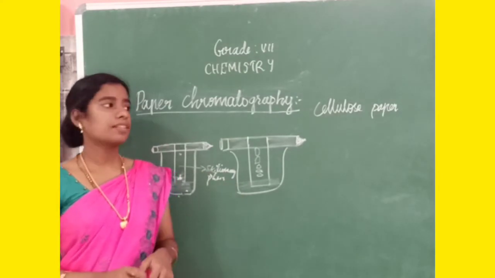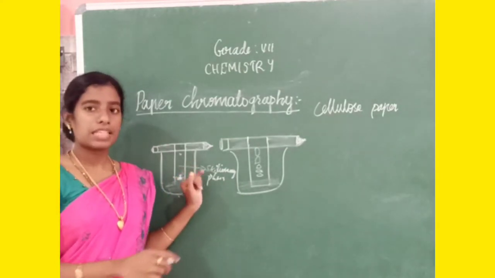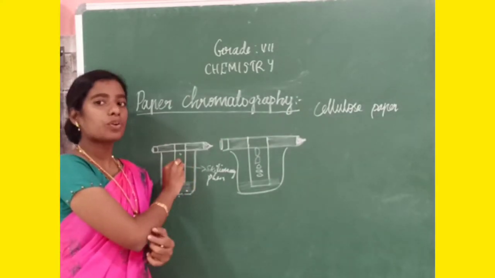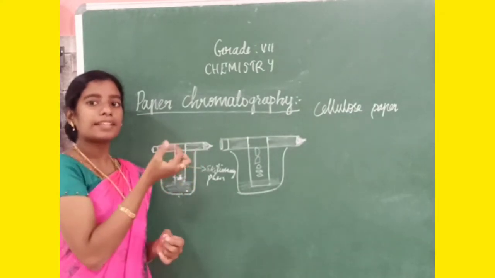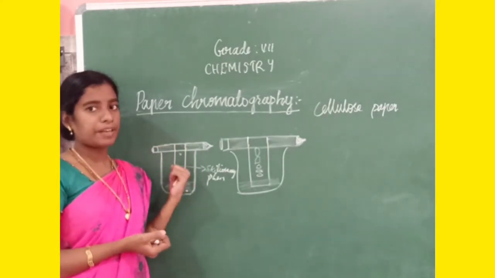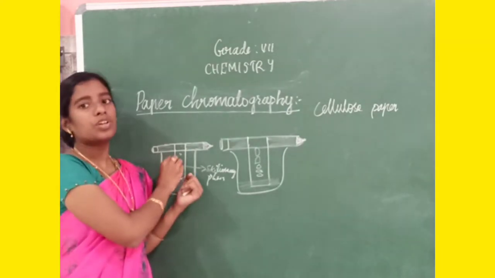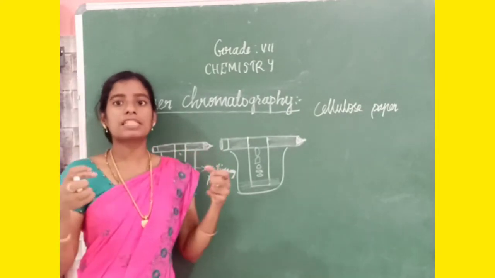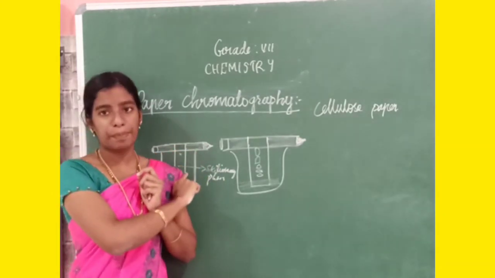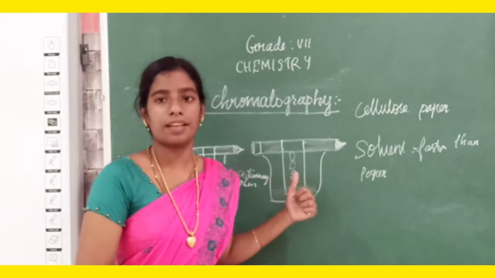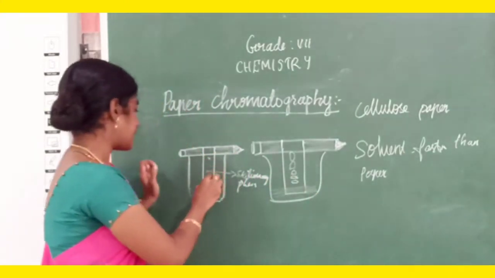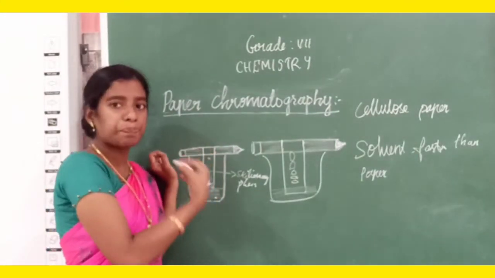Now what happens is, when the solvent reaches this spot of ink, the ink starts spreading. These colors will spread all over the filter paper.